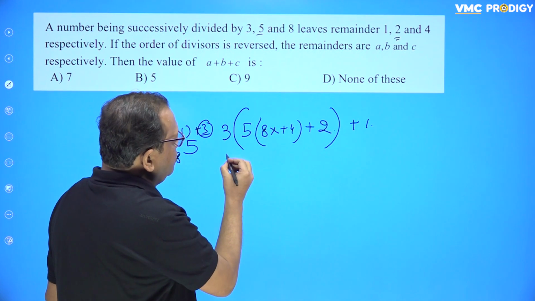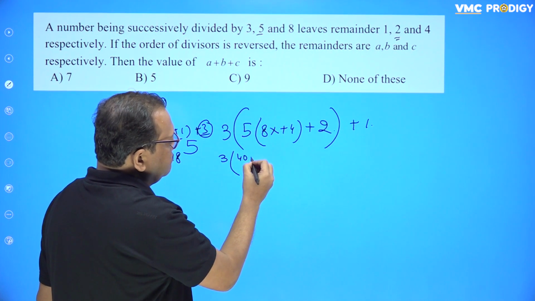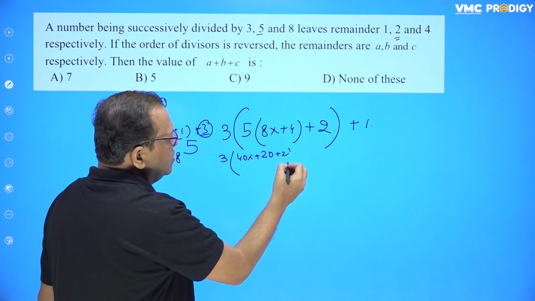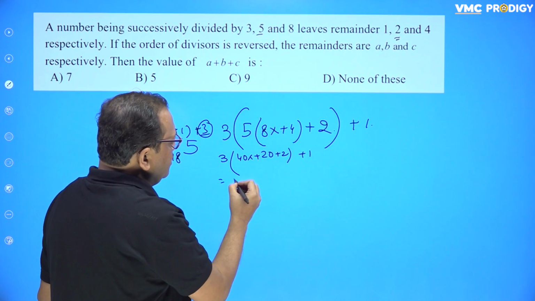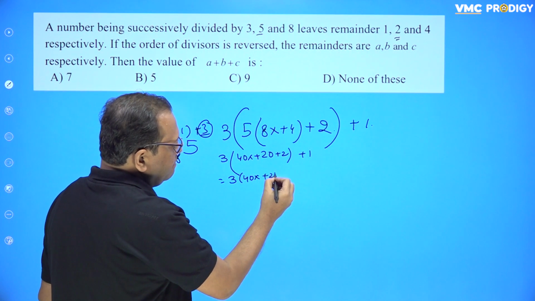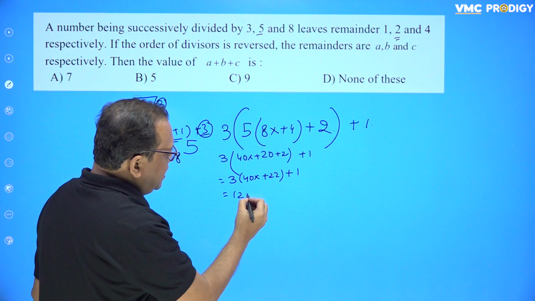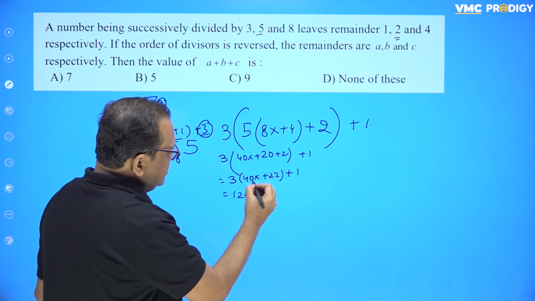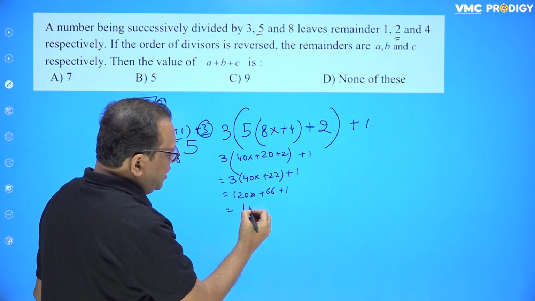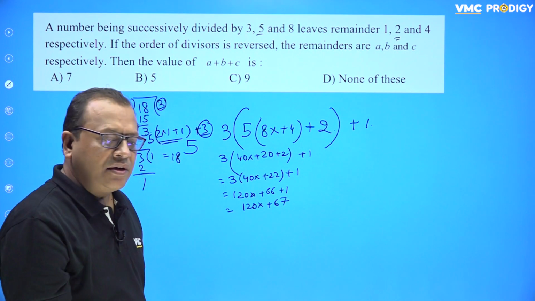Okay, so let's calculate this. 3 times 5 into 8x is 40x plus 20 plus 2 plus 1. So can I say 3 times 40x plus 22, plus 1. So it is 120x plus 66 plus 1. So it is 120x plus 67. So this is the number.